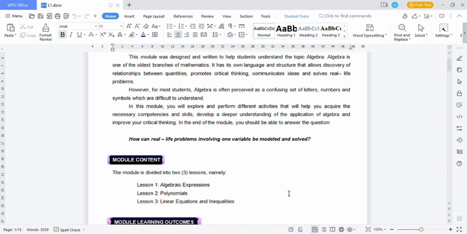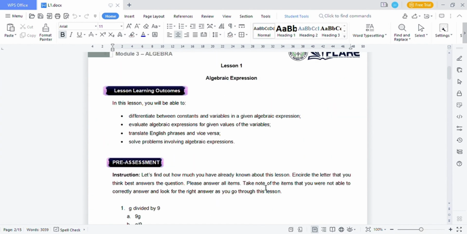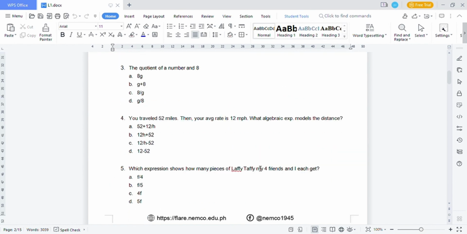So in this module we have three topics. The first topic is all about the algebraic expressions. The second topic will discuss the polynomials. And the third topic is all about the linear equations and inequalities. Now we'll proceed to our first topic, and that is all about the algebraic expression.